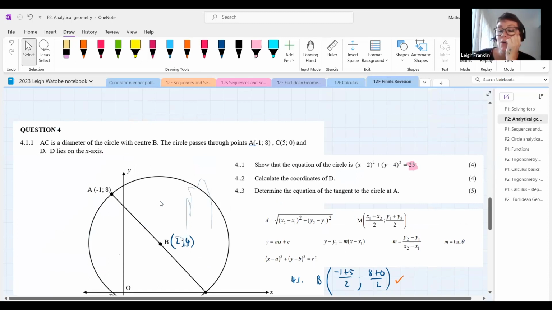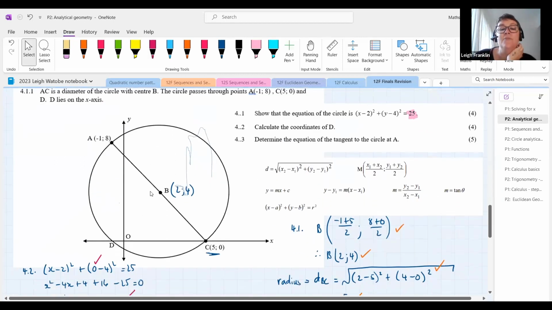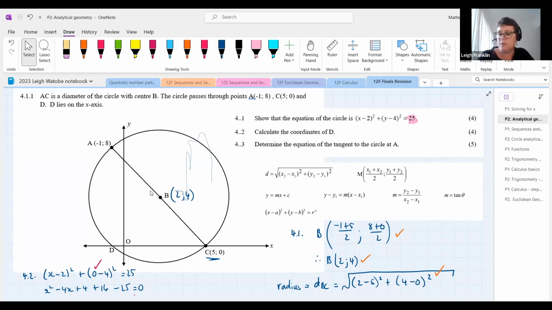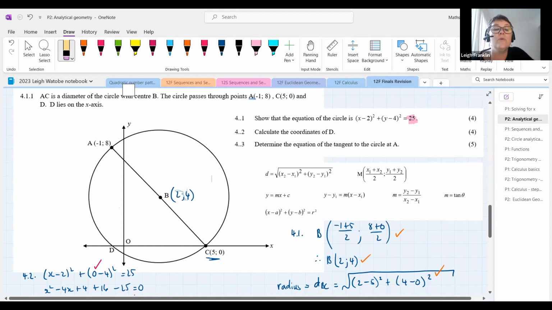And now the last question in question 4. Here they've asked us to determine the equation of the tangent to the circle at A for 5 marks. What do we need to do here? Can anybody explain this or tell us what we need to do before we get started? What are we looking for when we want the equation of a tangent to a circle?